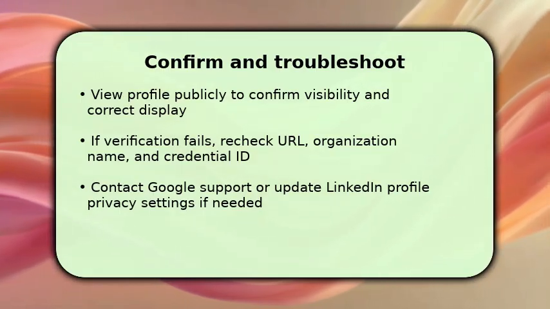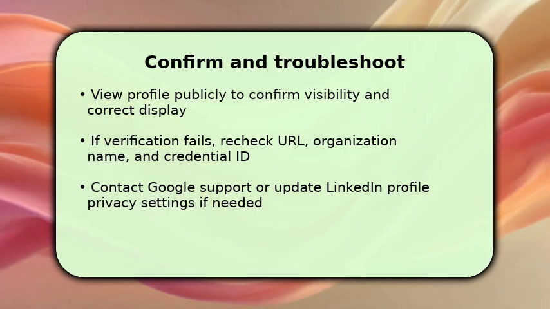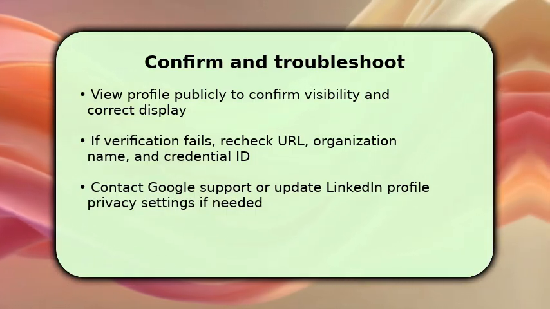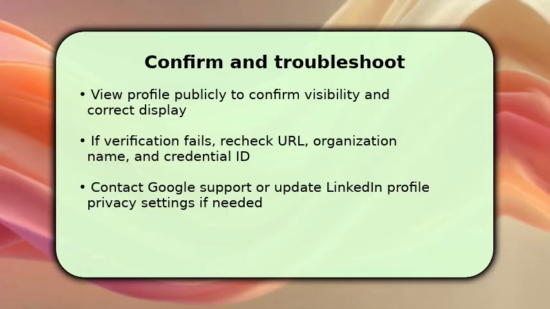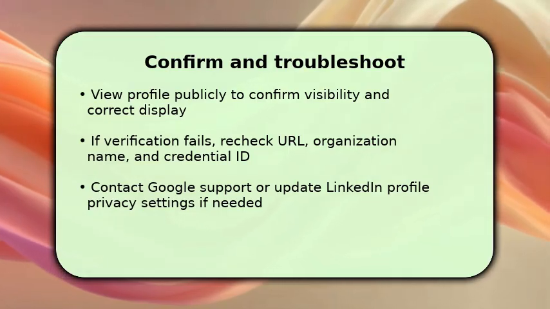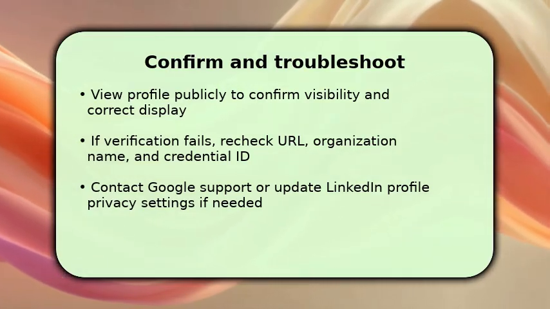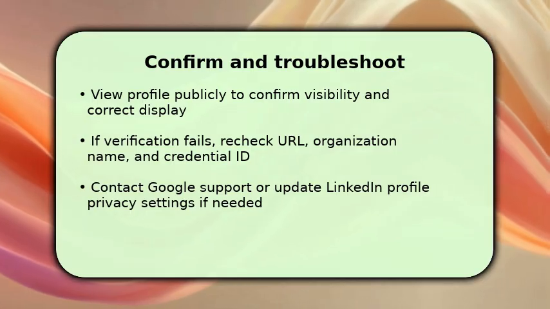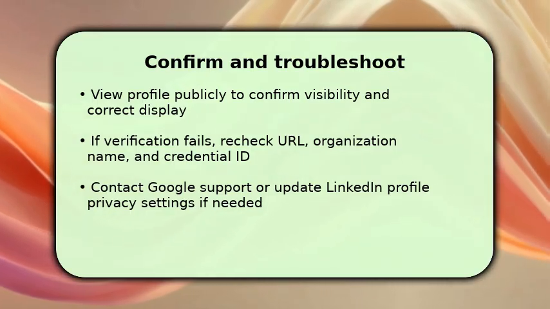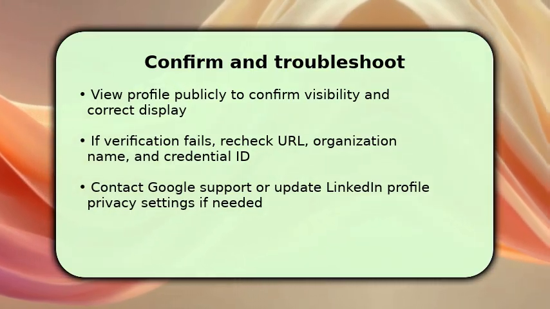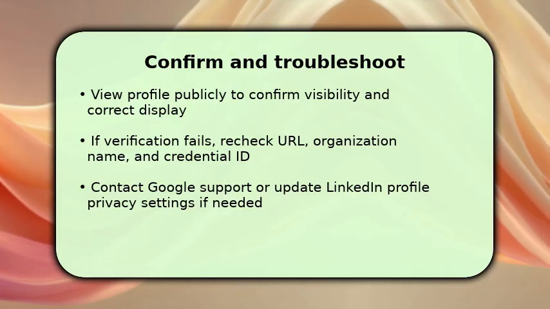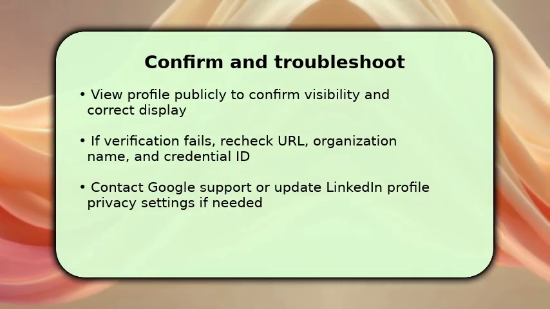If the verification link returns an error, recheck the credential URL, the issuing organization's exact name, and the credential ID for typos. These are the most common issues. If problems persist, clear your browser cache or try a different browser, and contact Google support for certificate verification issues. Make sure you're linked in profile privacy settings.